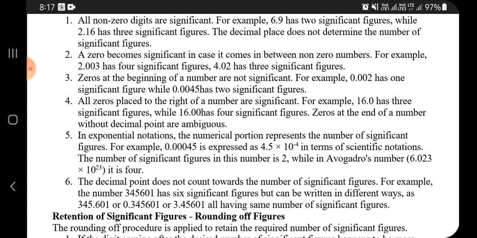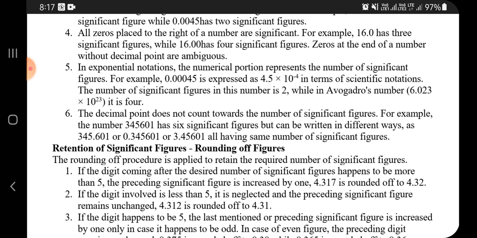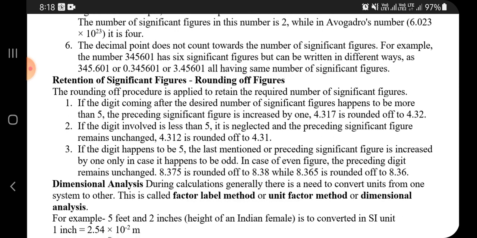Zeros at the beginning of a number are non-significant, and all zeros placed to the right of the number are significant. In exponential notation, the numerical portion represents the number of significant figures. The decimal point does not count towards the number of significant figures.